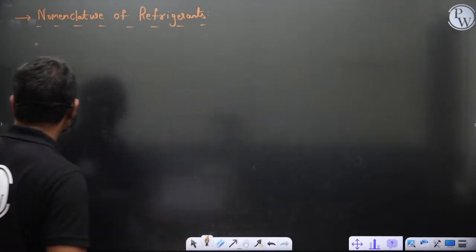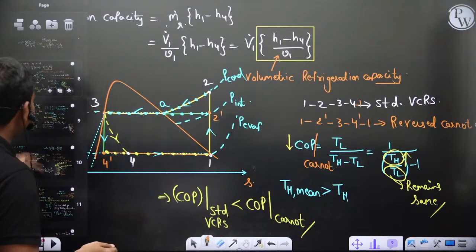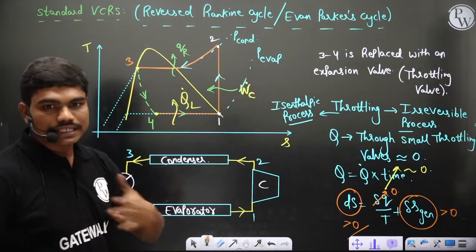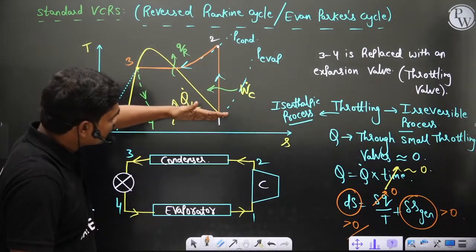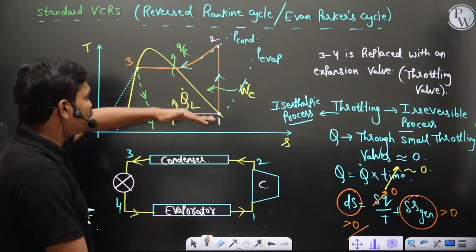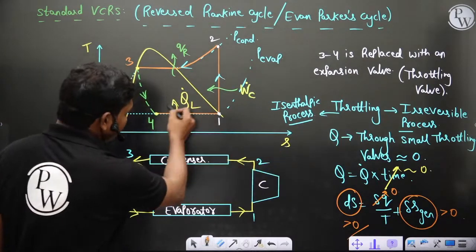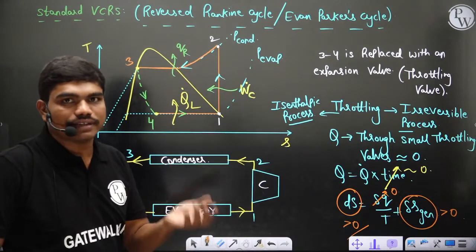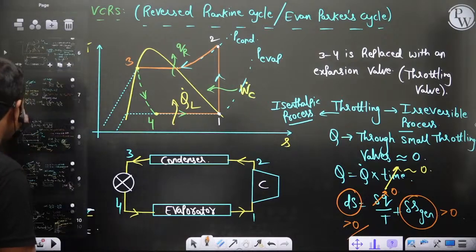Let's say for example, you have a standard VCRS like this. If I say keeping condenser pressure constant because normally it's atmospheric, but if you increase this evaporator pressure, what happens is what they'll ask you. If you increase this evaporator pressure, then definitely TL, the mean temperature of heat addition, increases, but this remains constant. So depending on that you can calculate whether COP increases or decreases, all these basic things. Please do that by yourself.